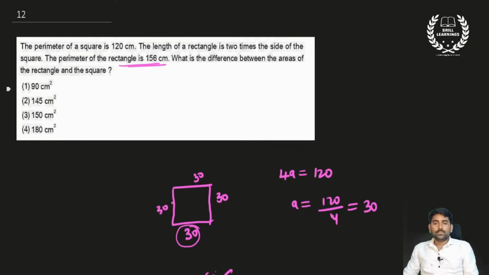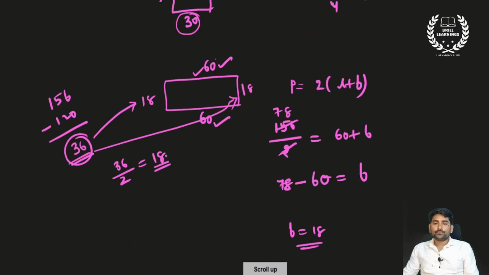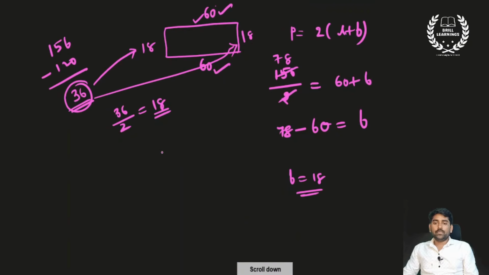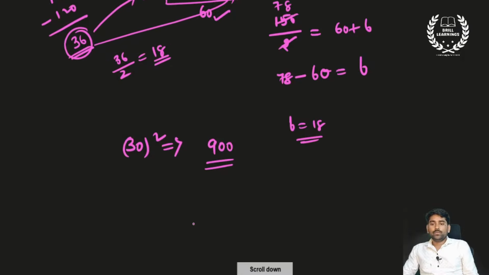Now, what is the difference between the areas of rectangle and square? That is our concern here. So find the area of rectangle and square. First, what is the area of a square? Here side is 30. That means square of it, you will get 900 as area for square. And the area of rectangle is length into breadth. Length here is 60, breadth is 18.